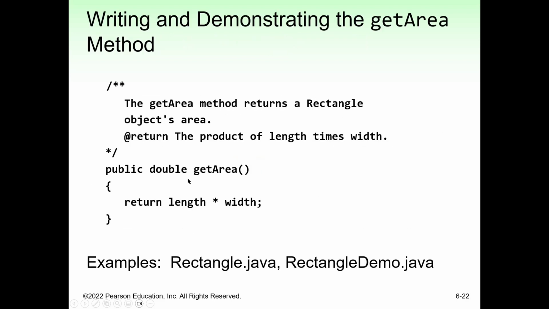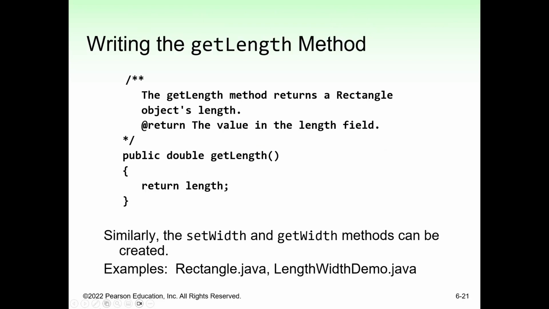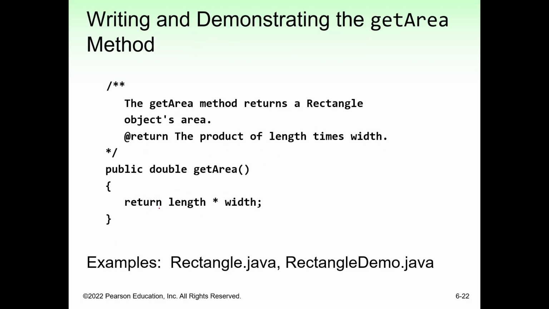Now, this is how your getArea method would work. Again, it's very similar to our getLength method. The only difference is that instead of returning just one variable, we're returning a product of length times width. And we are specifying it right here. Our return value is the product of length times width.